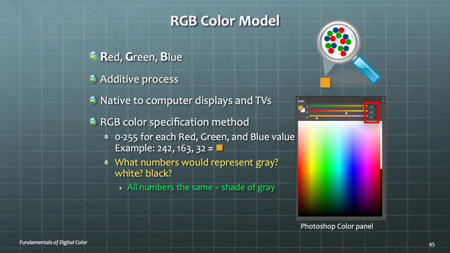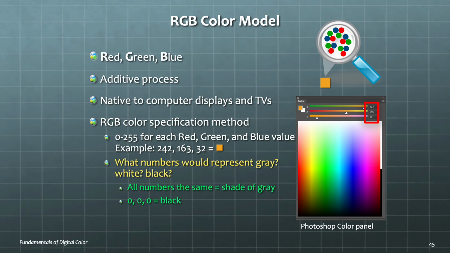In terms of gray, all numbers at the same value is a shade of gray. Gray is the absence of color. No one of those three RGB components stands out. All the numbers are the same. You learned earlier what saturation is. This would be zero saturation. If all three numbers are the same but higher, that is a lighter shade of gray. Lower numbers are a darker shade of gray.